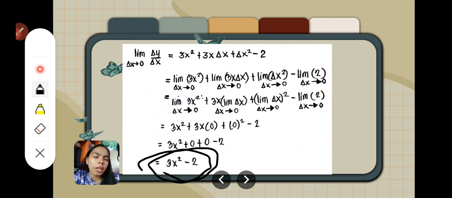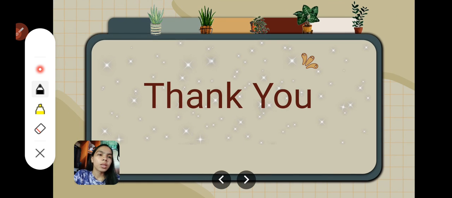As we find the derivative of this equation, following the 5 steps is very essential. So that will be all for the derivative. Thank you.